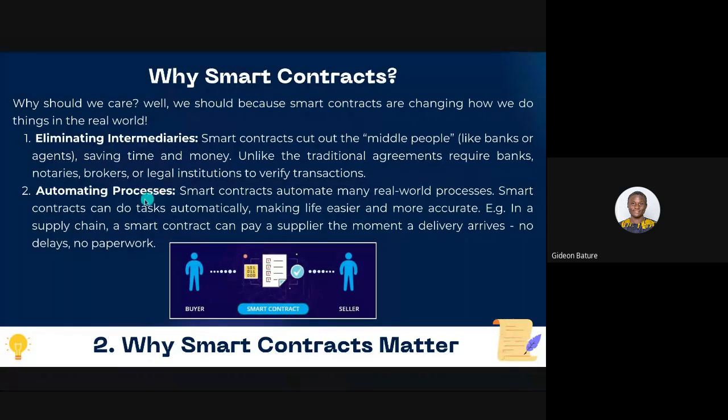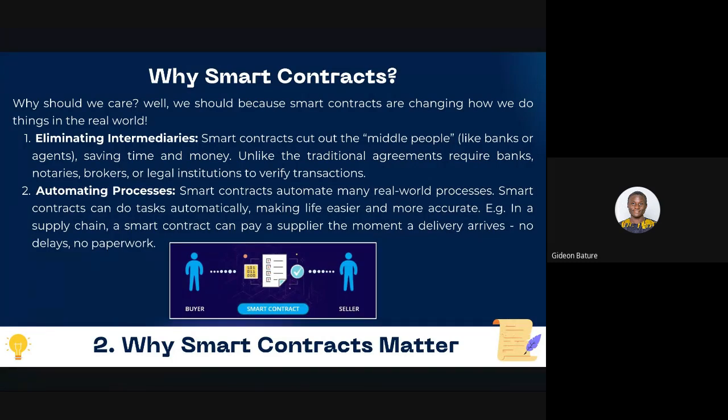Secondly, is automating processes. Smart contracts automate real world processes. We have talked about that. They carry out tasks automatically. So far you meet your own part of the deal, the other part will be carried out automatically. You don't need to wait and say, Vitalik, owner of Ethereum, I'm just waiting for him to press accept for this my transaction. No, you don't need to wait for anybody.